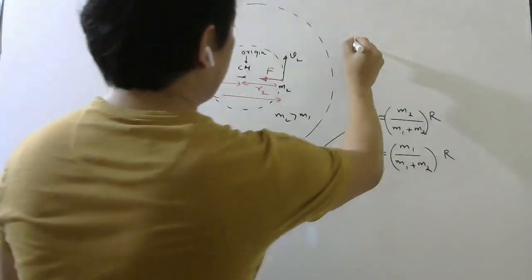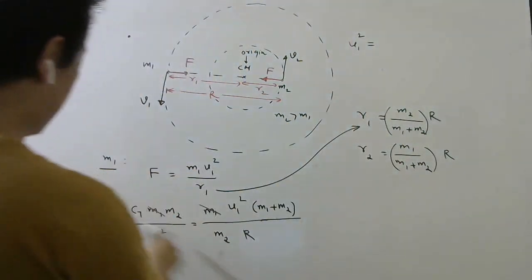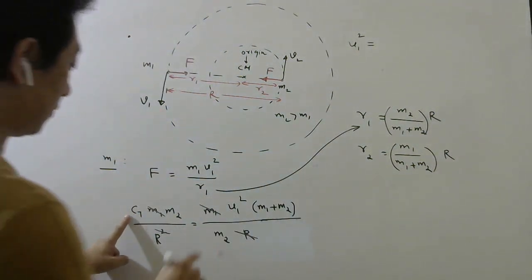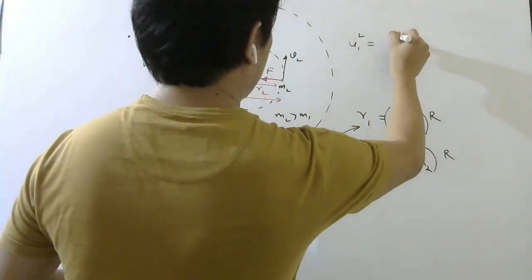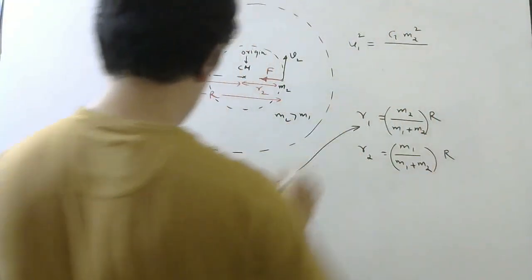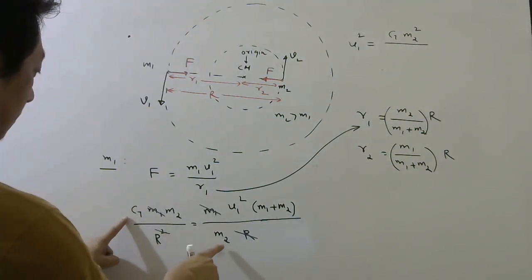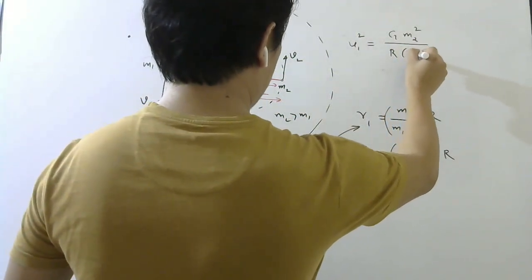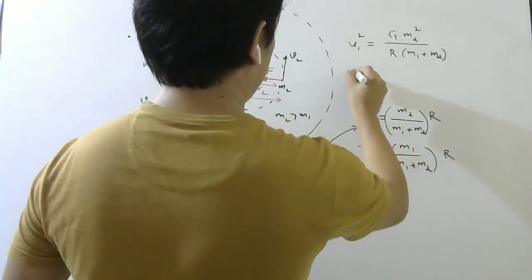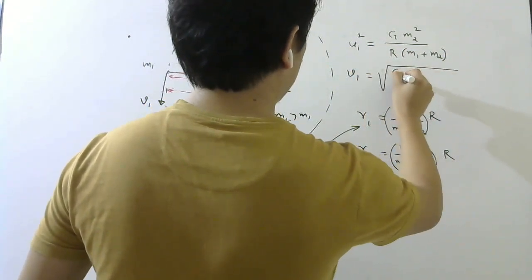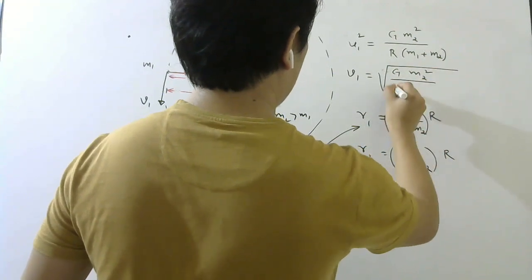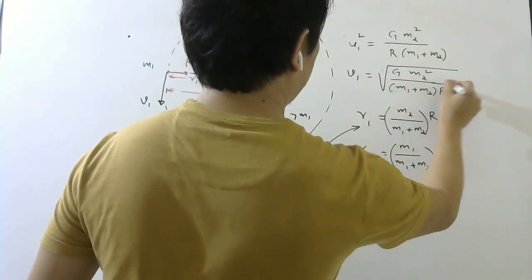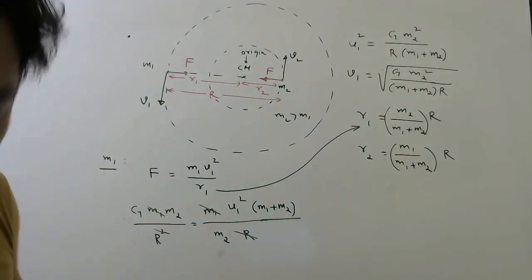So v1 square will be what? If I cross multiply, one r will be cancelled, right? So v1 square will be G m2 square by r, m1 plus m2. So v1 will be square root of this, m2 square by r, or I can write m1 plus m2 times r. So that will be my v1. Then v2 you can find similarly.